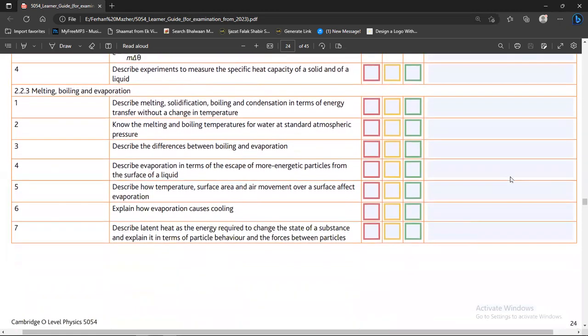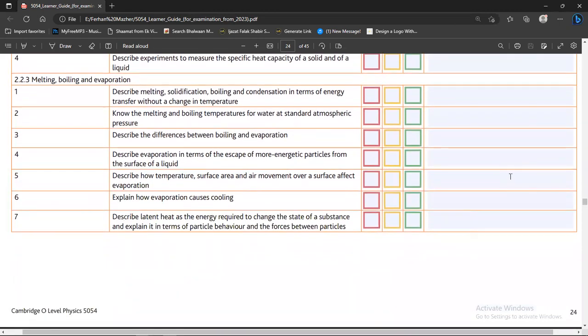Melting point, melting, boiling, and evaporation is the next topic. Describe melting, solidification, boiling, and condensation in terms of energy transfer without a change in temperature. Know the melting and boiling temperatures for water at standard atmospheric pressure. Describe the difference between boiling and evaporation. Describe evaporation in terms of the escape of more energetic particles from the surface of a liquid.